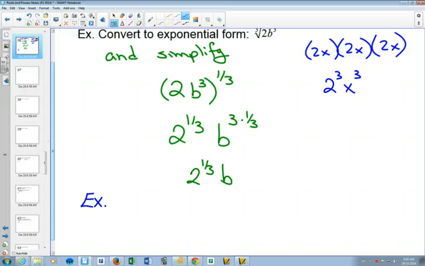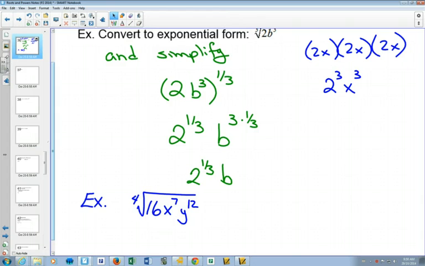So here we'll go 4th root of 16 x to the 7 y to the 12. I'll get you to simplify that one.